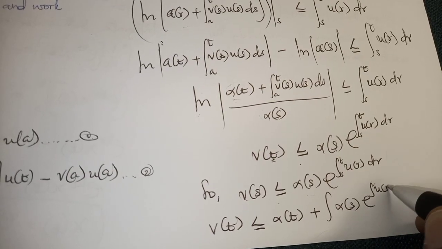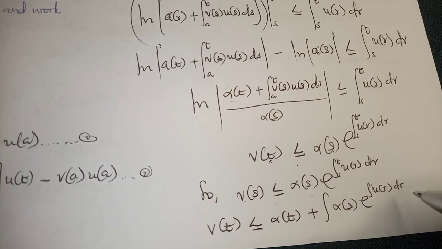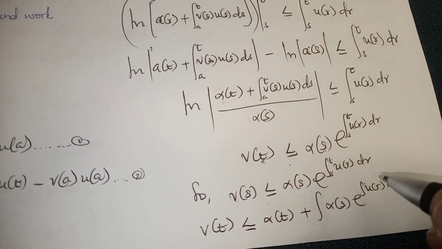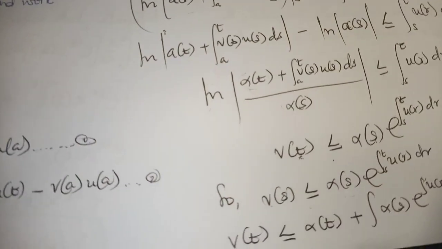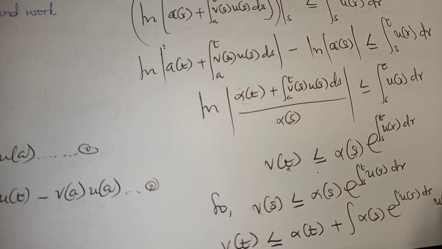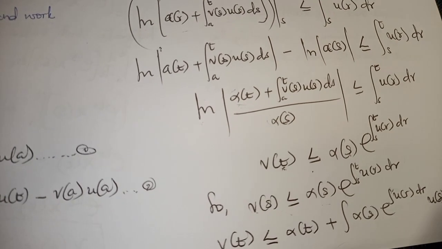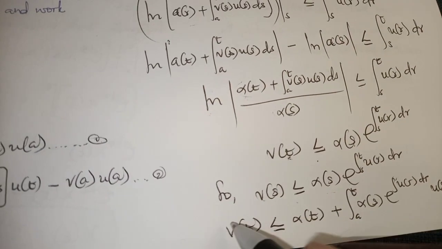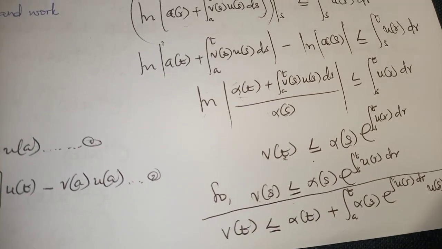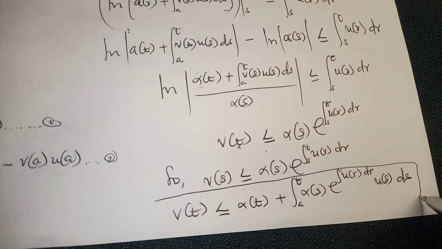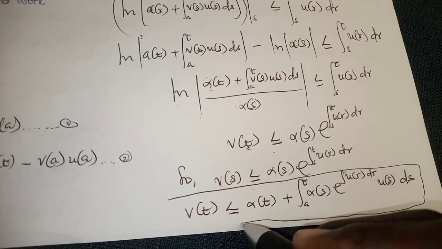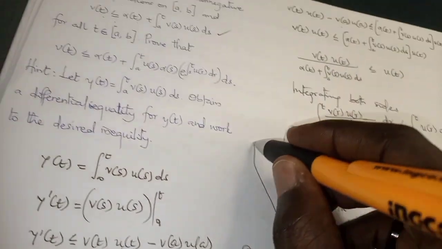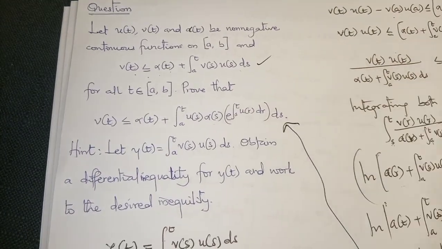exponent u of r dr. Then we have u of s, so the u of s comes, then ds over e to t. So that's the limit. When you compare this, that's all. This is the same as what we have here.